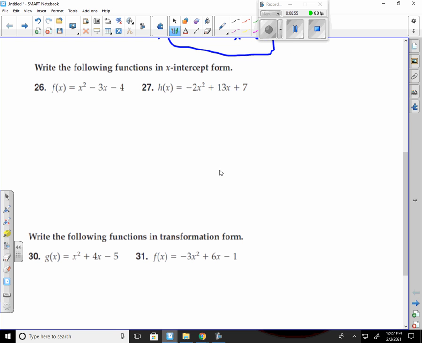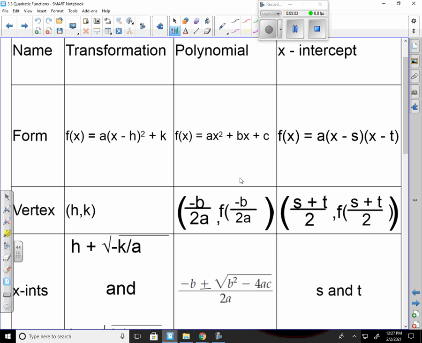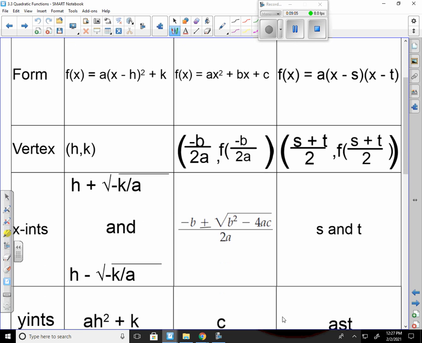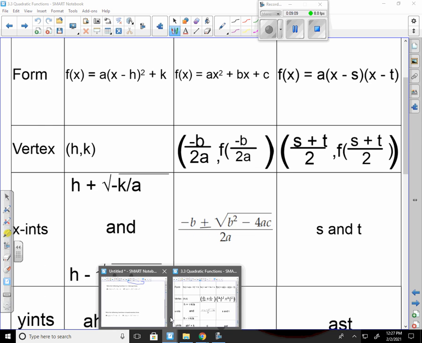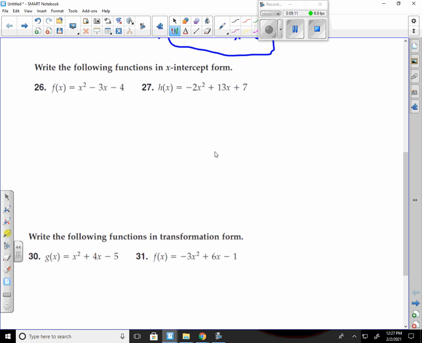Write the following functions in x-intercept form. So to do this, what I should really do is look at my table, polynomial form. To go to x-intercept form, what I need to do is find my x-intercepts and then just put them back in. So it's an easy process.